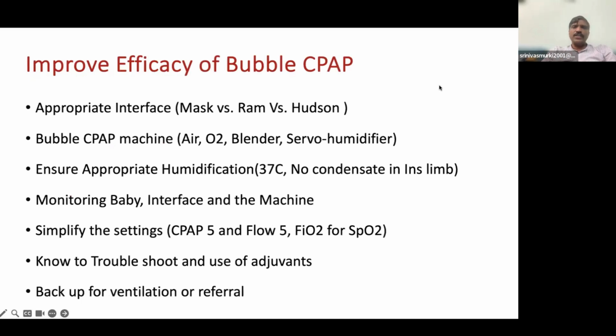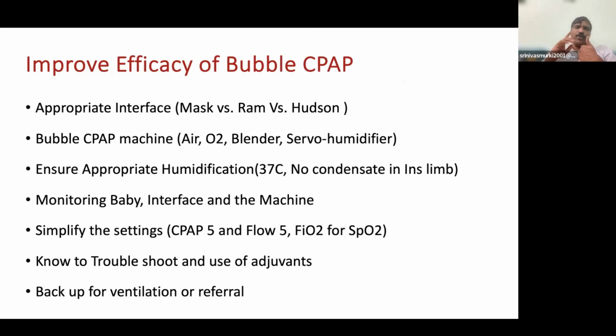So what all things can we do to improve the efficacy of CPAP? Most important is the interface. The interface can be any one of them, but continue to learn the art of interface fixation so that the injuries can be prevented, leaks can be avoided, and the baby is comfortable. So I would prefer bubble CPAP.